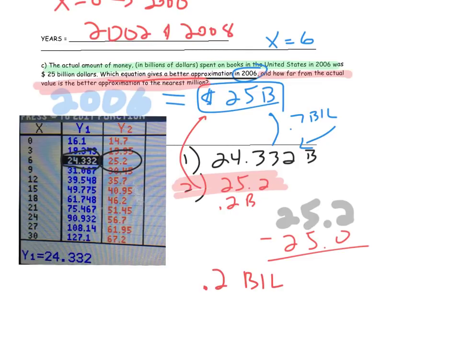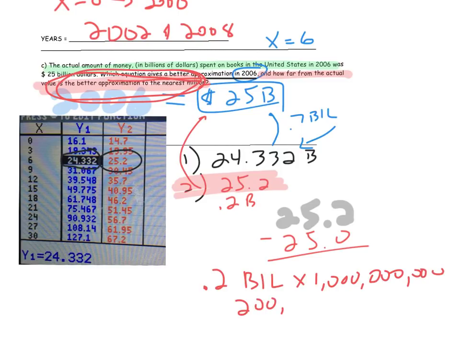But this one says to give the approximation to the nearest million of dollars. Well, 0.2 billion, if I take 0.2 and multiply it by a billion, that's going to give me in actual values 200 million. So how far to the nearest million is this approximation? It's 200 million away. Again, how did I do that? I multiplied it by a billion because our values were given to us in billions.